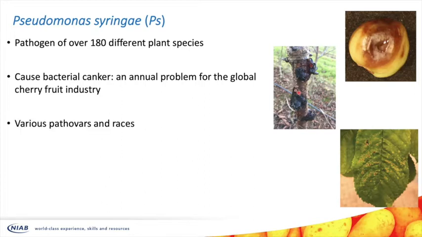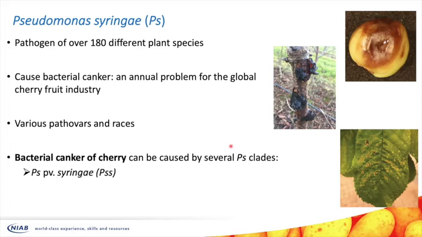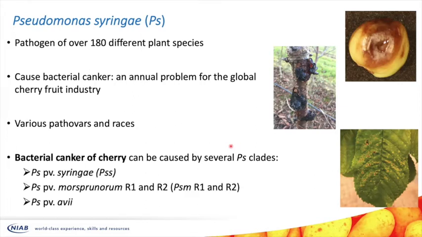It's very difficult to control this disease, mainly because there are various pathogens of Pseudomonas syringae. It's a species complex, and also within each pathogen, there are different races of Pseudomonas syringae, which can target different host cultivars. So a number of Pseudomonas lineages have been found to cause bacterial cankers.